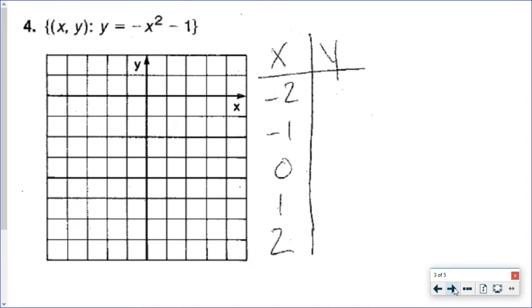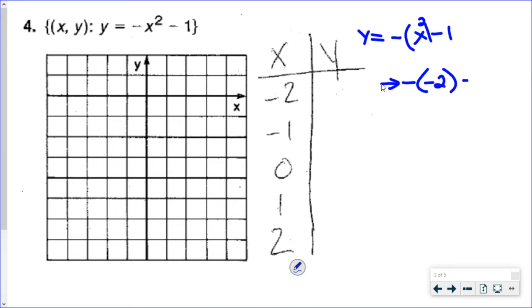Okay, now look at number 4. Now number 4, my equation is y equals -x squared minus 1. So think about this being in parentheses. So I'm going to say my x is -2. So in my calculator, I'm going to put a negative symbol, then parentheses, -2 in parentheses squared, minus 1. And that gives me a -5.